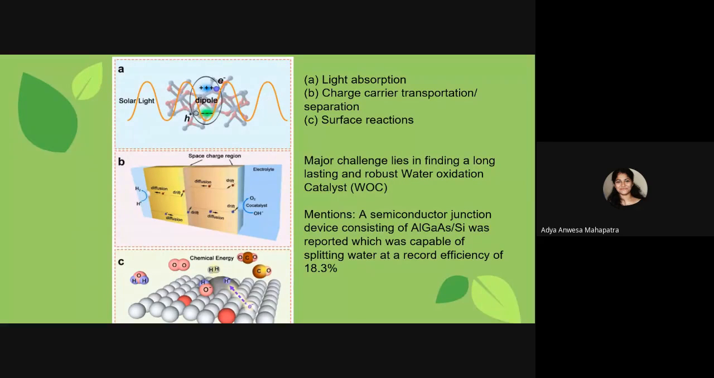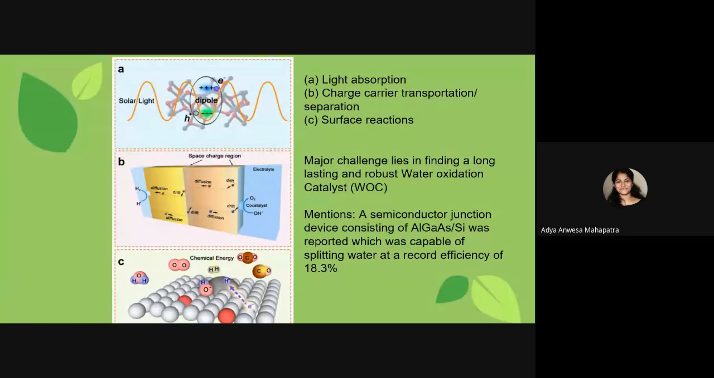Next, we have charge carrier transportation. Here, photoexcited electrons and holes separate at the interface, the energy being carried by the electrons and holes. And finally, we have surface reactions. At the surface of the material, the electrons and holes reduce and oxidize water to produce hydrogen and oxygen respectively, with the energy being stored in chemical bonds. All three steps should be efficient enough to achieve substantial overall conversion efficiencies.